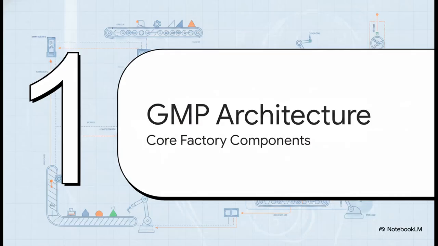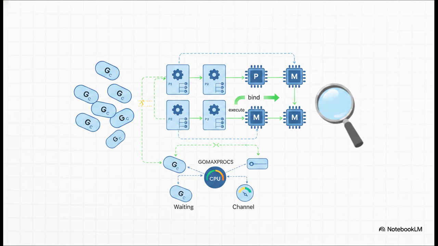Section 1. The GMP architecture blueprint, or the core components of the factory. To really grasp this flow, I like to think of the Go runtime as a highly efficient factory, with very specific components working in absolute perfect harmony. The core of this factory is the GMP model. The G stands for Go routine. This is our unit of work, and it contains the execution stack and the program counter.